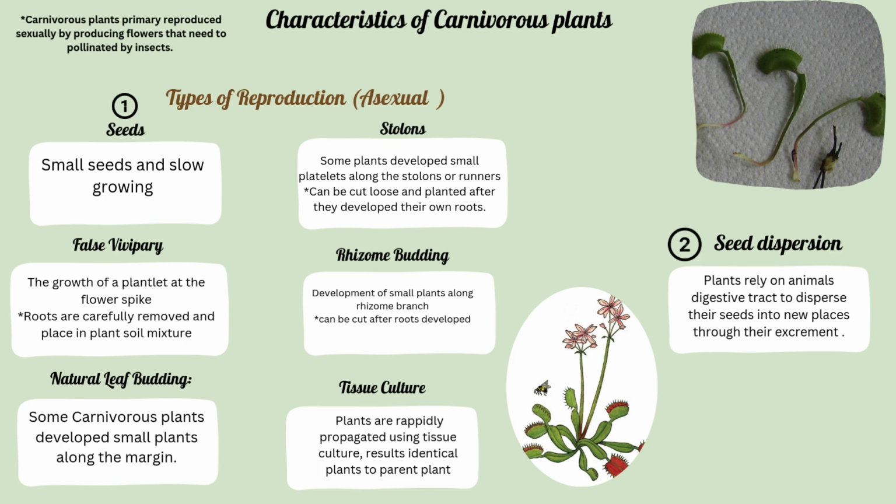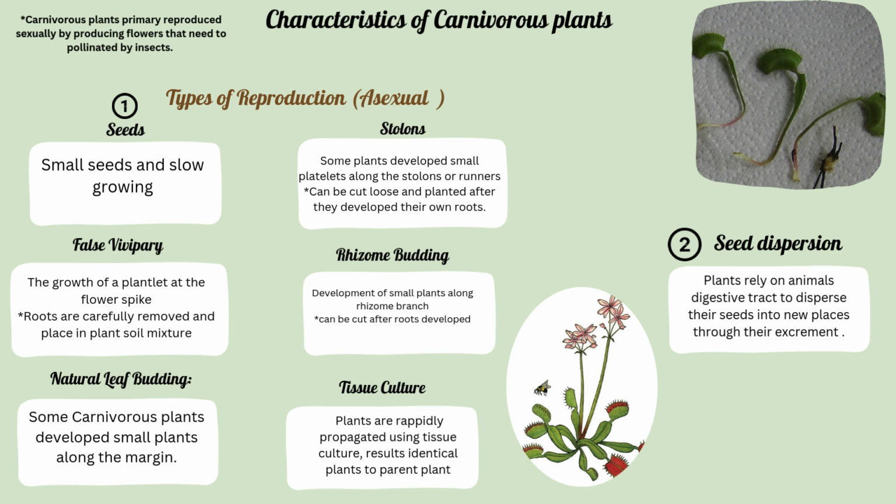Natural leaf budding. Carnivorous plants develop small plants along the margin. Stolons. Some plants develop small plantlets along the stolon or runners. They can be cut loose and planted after they develop their own roots. Rhizome budding. Development of small plants along the rhizome branch. They can be cut after roots are developed.